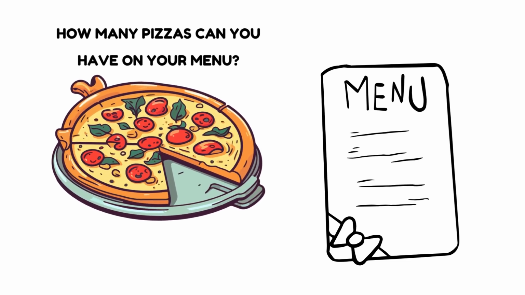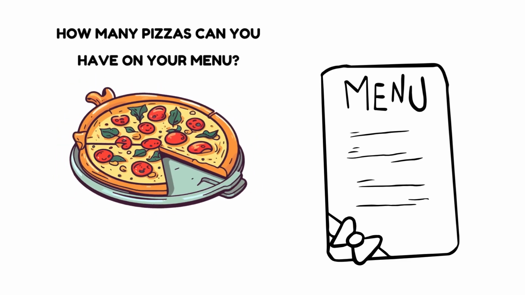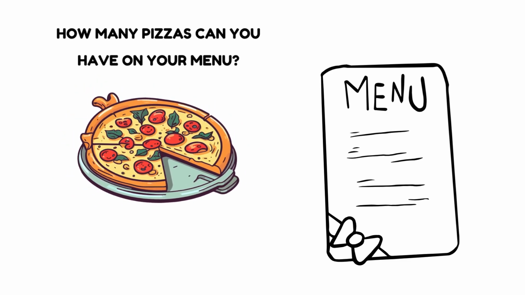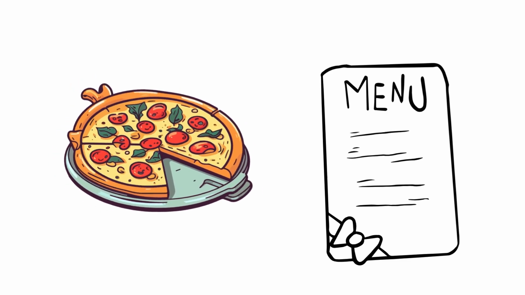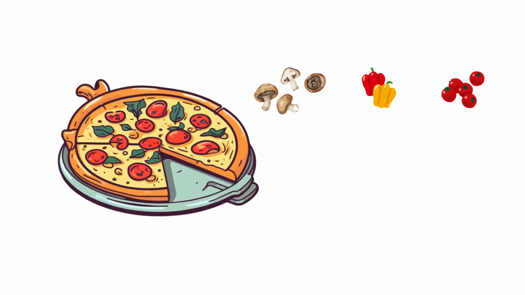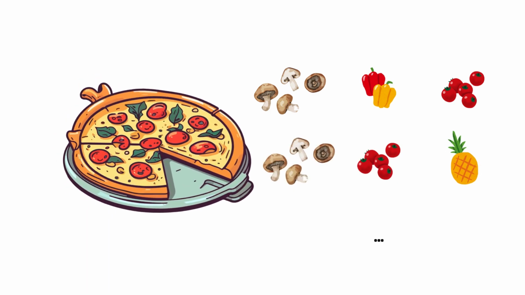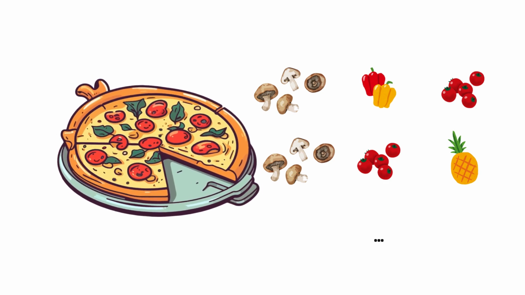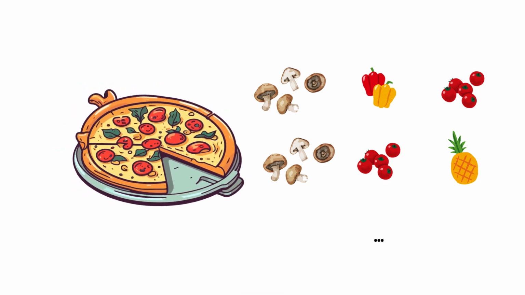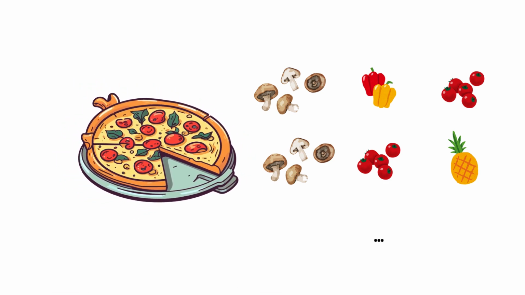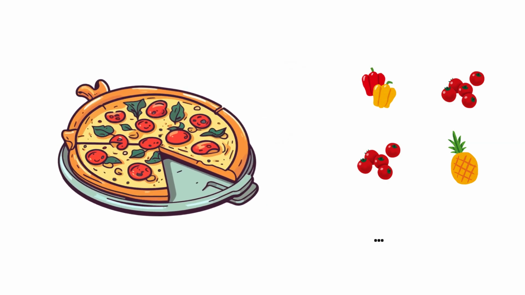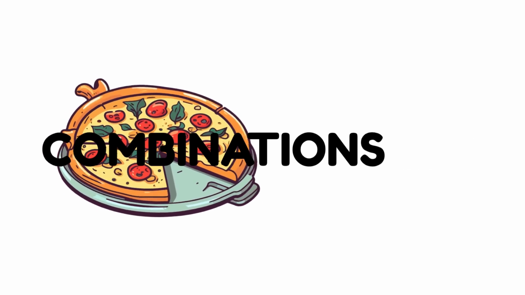So basically, in other words, we're talking about how many ways we can arrange these toppings. Let's say you've got something like mushroom, capsicum, and tomato, but then you've also got something like mushroom, tomato, and pineapple. So you're wondering how many ways can you arrange these toppings? Now this is where combinations kick in.